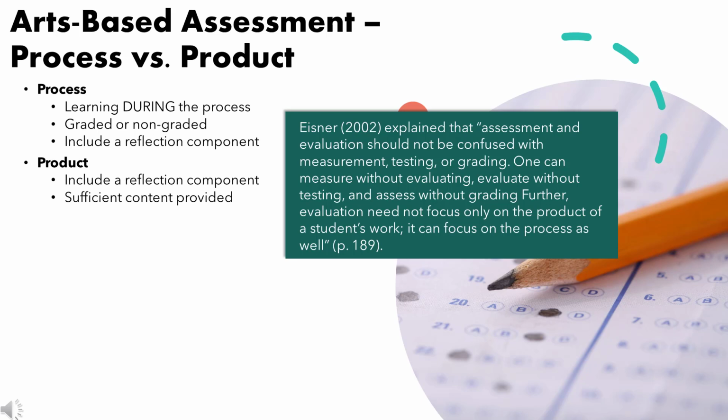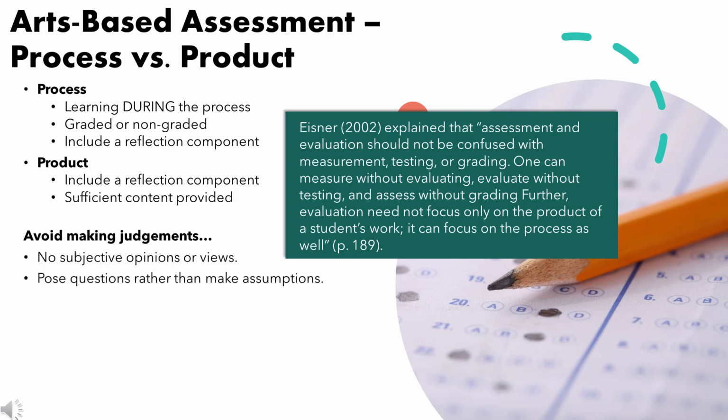Make sure that sufficient content about the arts was provided, for example, a paragraph or more in a lesson, or online resources. And make sure to avoid making judgments when that product is done or even during the process stages. When providing feedback about the arts, keep feedback based in the content and standards, and avoid it being subjective opinions or views. Pose questions rather than making assumptions.